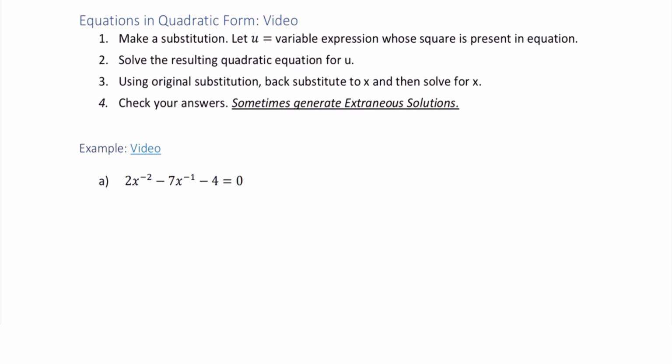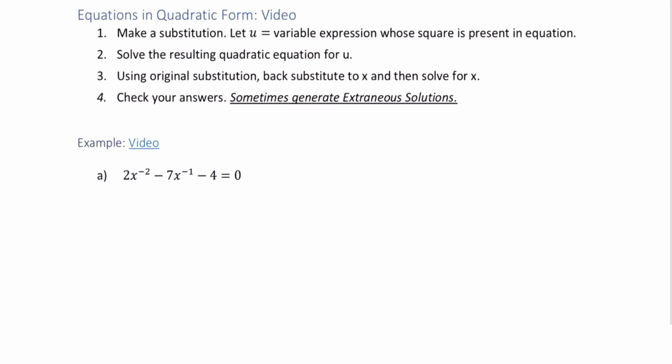The steps to solve an equation in quadratic form are: 1. Make a substitution. Let u equal the variable expression whose square is present in the equation. Step 2. Solve the resulting quadratic for u. Step 3. Using the original substitution, back substitute to x and then solve for x. Step 4. Check your answer.